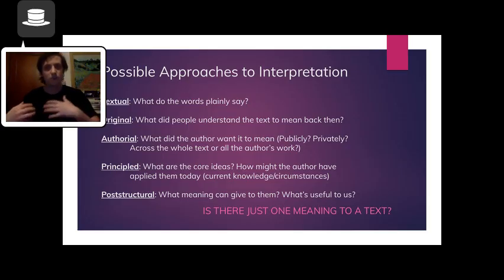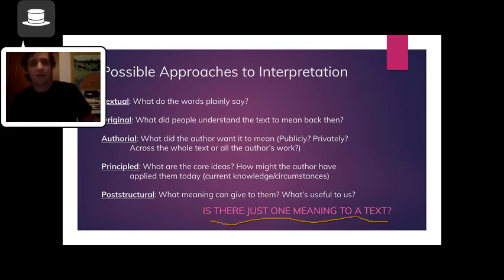It's a reader-centered, socially centered approach, right? And so then we get this question, is there just one meaning? And the answer, I think, has to be no, right? That there's ambiguity in every text. Every text can bear multiple interpretations.